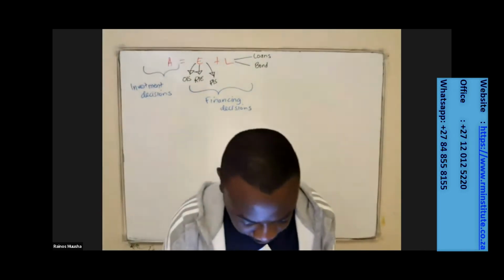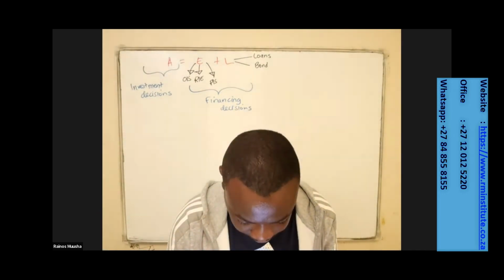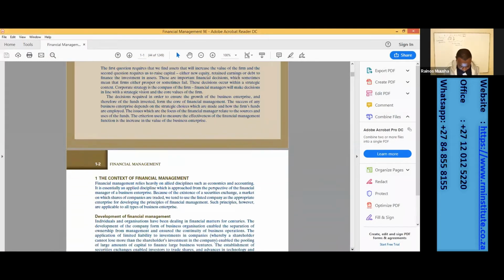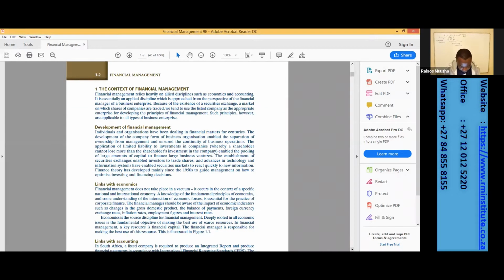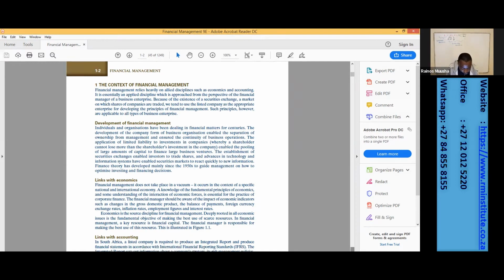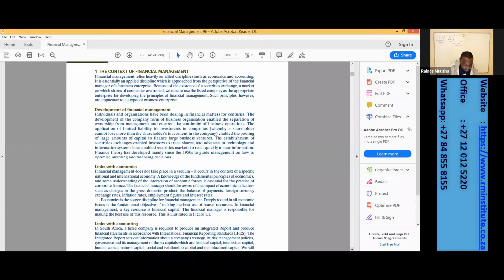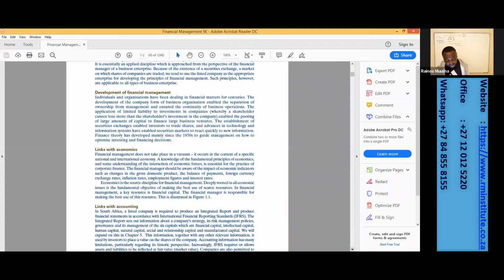So going back to the textbook, in section 1 we look at the context of financial management, and they go back to the history of the development of financial management. We're not really going to worry much about that because I don't expect anything to be examinable there. But I just want to briefly show the links with economics and how it links with accounting as well.